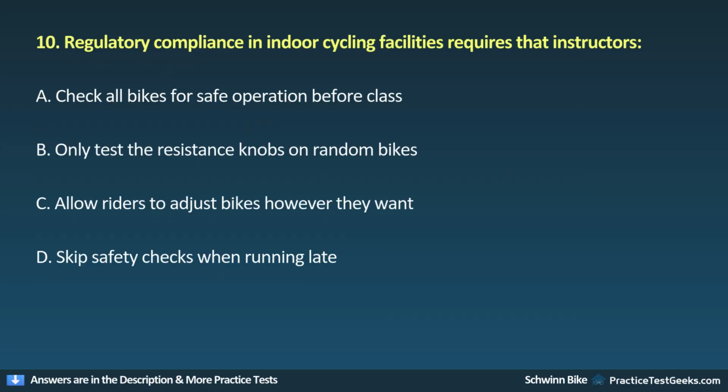10. Regulatory compliance in indoor cycling facilities requires that instructors A. Check all bikes for safe operation before class, B. Only test the resistance knobs on random bikes, C. Allow riders to adjust bikes however they want, D. Skip safety checks when running late.